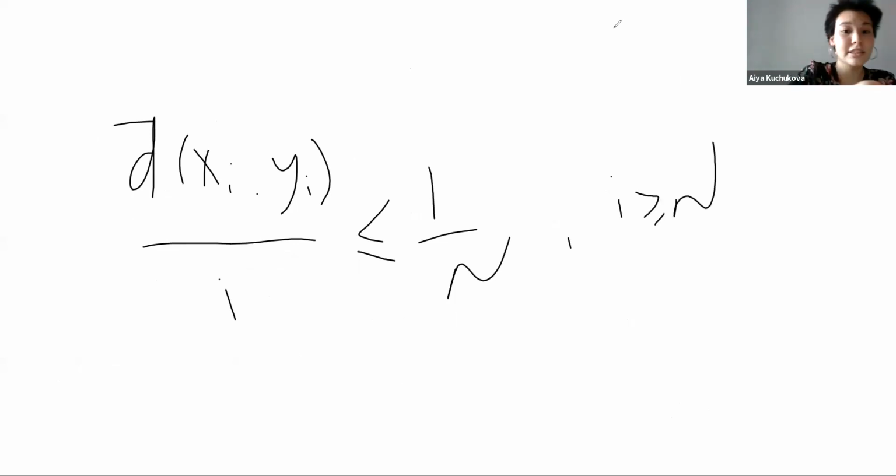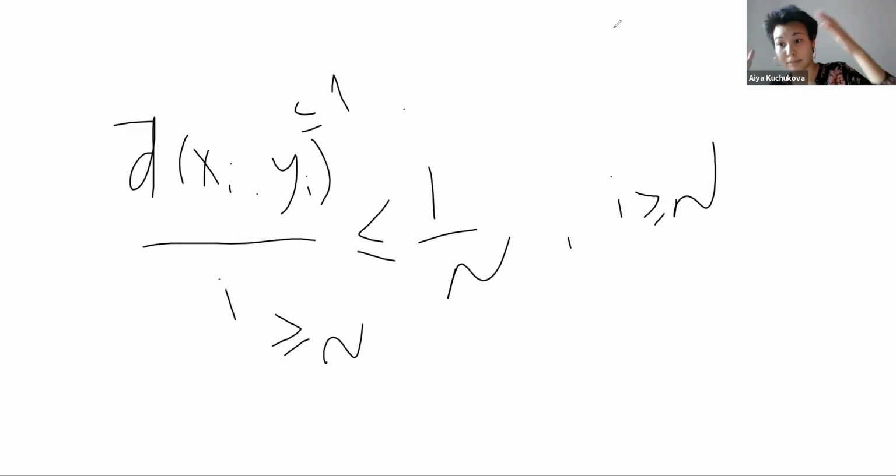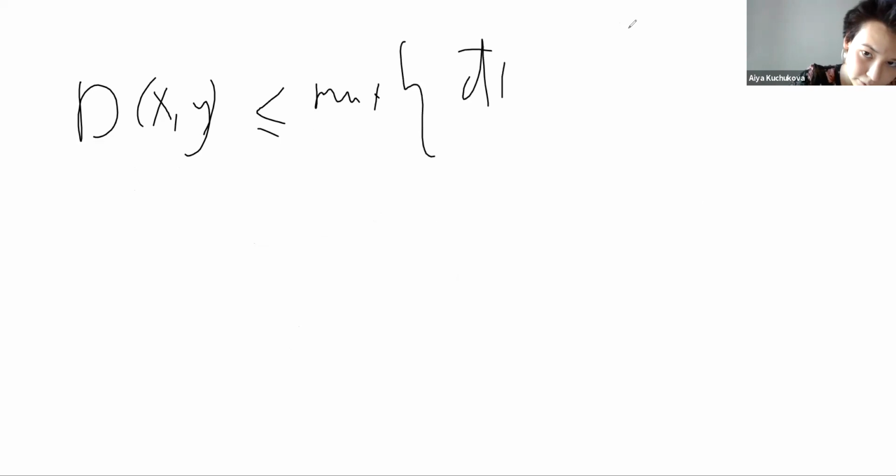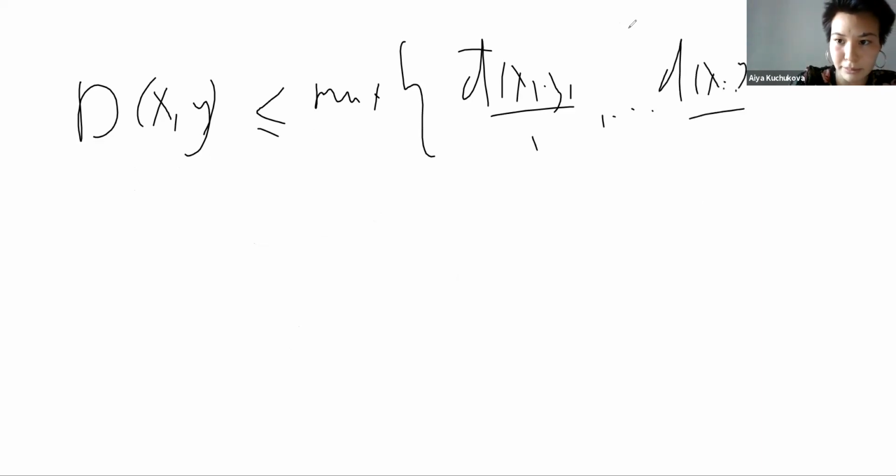Why? Because this is less than 1, and this is bigger than n. Then it's of course less than 1 divided by n. And so it means that our d(x,y) is less than or equal to the max of d1(x1,y1) divided by 1, and so on up to d(xn,yn) divided by n, and then 1 divided by n.